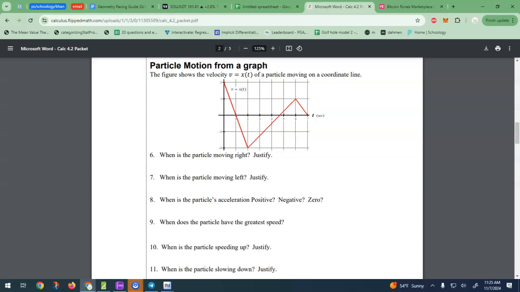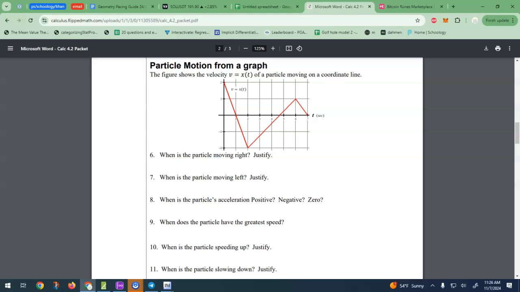Positive, why? We're above the axis. We are moving forwards here. When we're below the axis, our velocity is negative, because negative numbers live below the axis. We are going backwards there, and then forward there. So when is it moving to the right? So the right is positive, so it's forward.